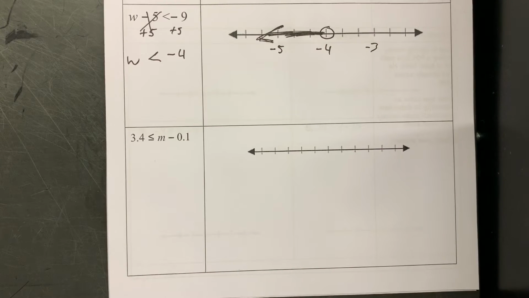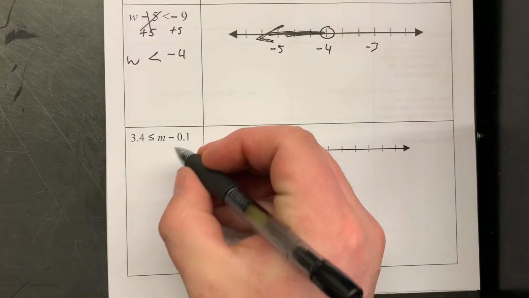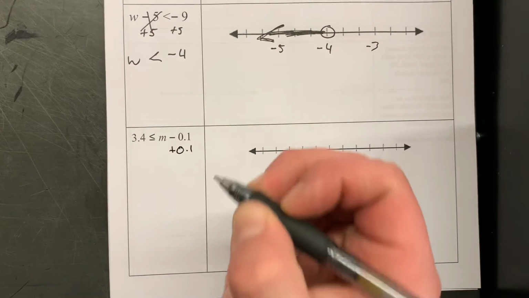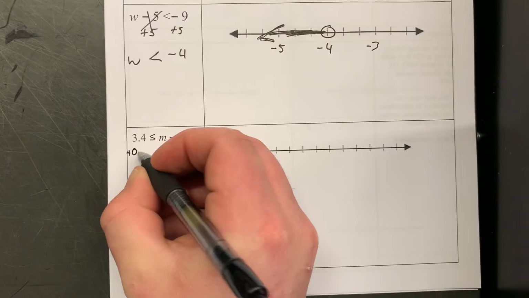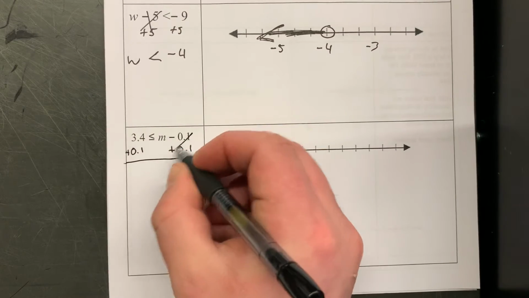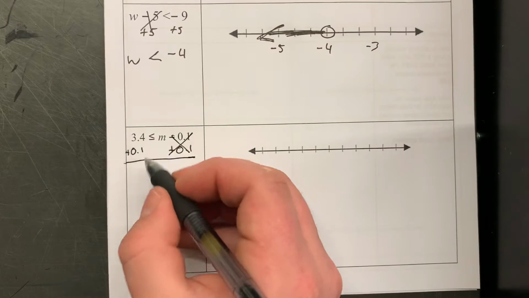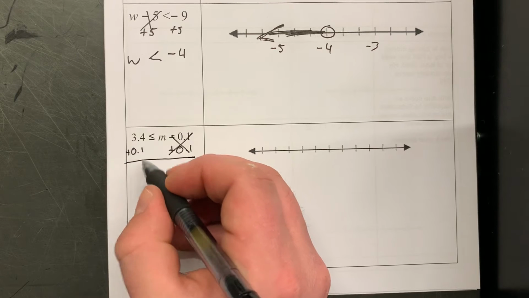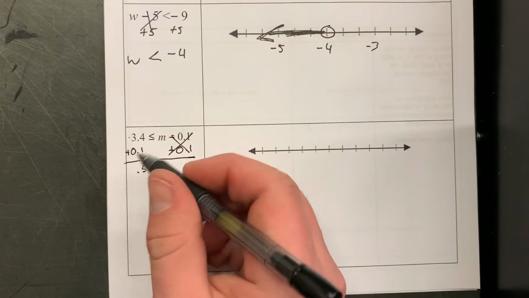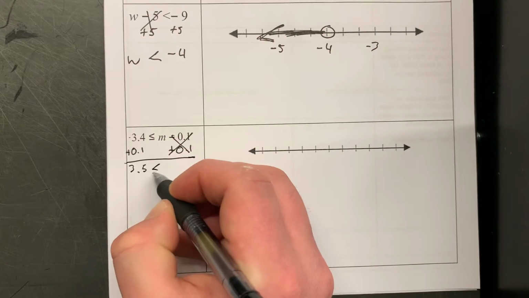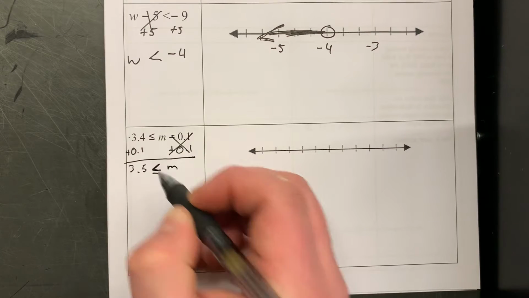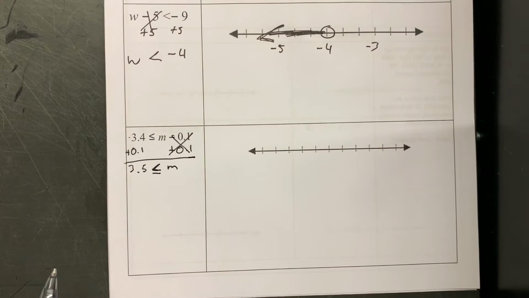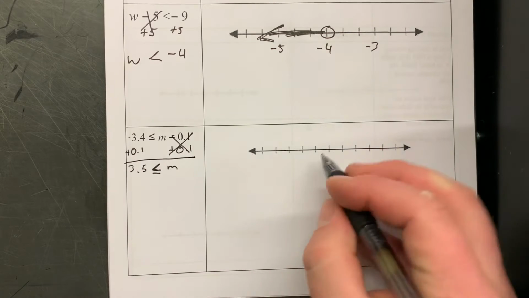I have 3.4 is less than or equal to m minus 0.1. I'm just going to add my 0.1 here. If I add it to that side, I need to add it all the way over here. Same rules apply. These cancel out. 3.4 plus 0.1, I know that's 3.5. Bring down my decimal point. 3 and 0 is still going to be 3. My sign stays the same just because I'm adding and subtracting, and no negatives were involved. So I have 3.5 is less than or equal to m.